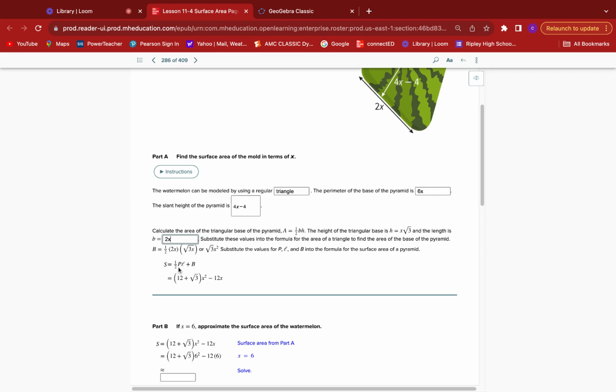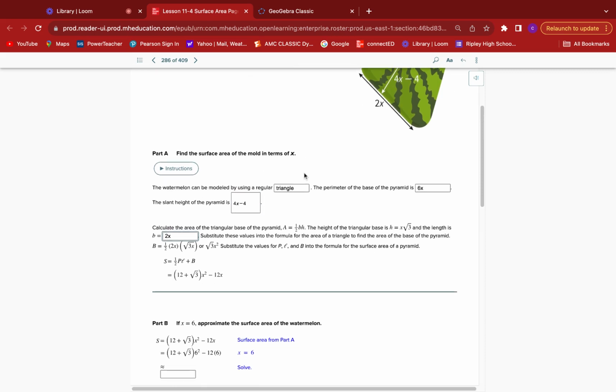All right, so we got 1/2 the perimeter, and we need to get that from the 6x. The slant height is the 4x minus 4. That's your slant right there. And then we need to add on the area of the base, which is the square root of 3x squared. Now, you're probably wondering where they got this. I would be too. So I'll tell you what, they skipped a bunch of steps. All right, let me pull this back up so you guys can see what they've done, because they have skipped a lot of steps. All right, let's get to a new one.